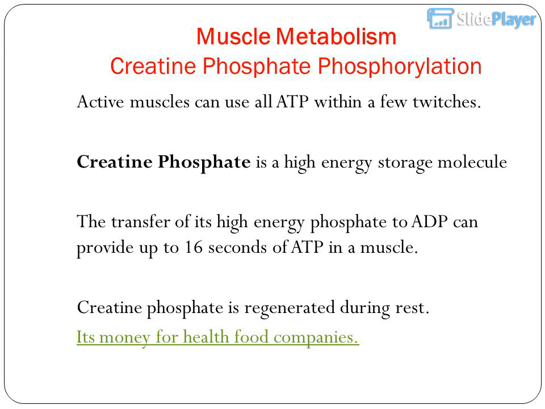Creatine phosphate phosphorylation. Active muscles can use all ATP within a few twitches. Creatine phosphate is a high-energy storage molecule. The transfer of its high-energy phosphate to ADP can provide up to 16 seconds of ATP in a muscle. Creatine phosphate is regenerated during rest.